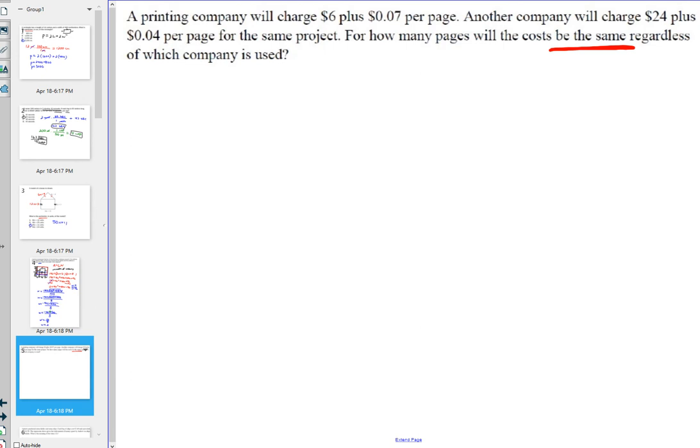The first one is going to be a $6 flat fee plus 0.07. So 0.07 per page means times pages, plus 6, would equal 0.04 pages plus 24, which is the flat fee. This is linear at least. This is not quadratic. You don't have to worry about anything special or any type of quadratic formula.